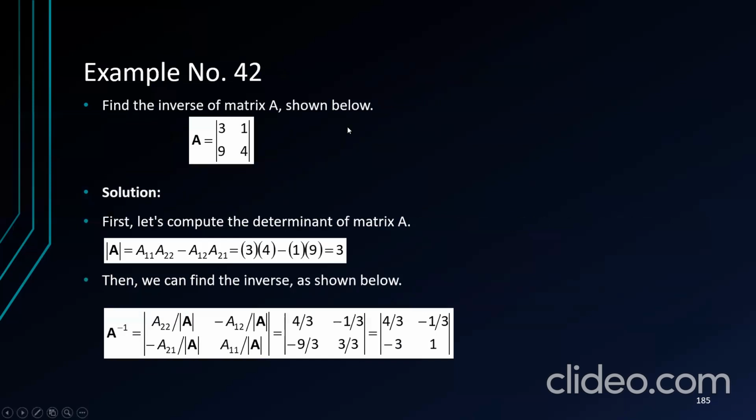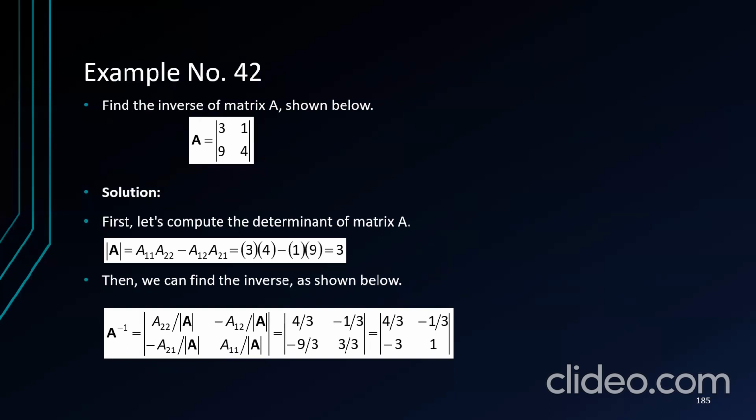Example number 42. Find the inverse of matrix A as shown below. A is 3, 1, 9, 4. So, solution. First, let's compute the determinant of matrix A. The determinant is A11 times A22 minus A12 times A21, which is 3 times 4 minus 1 times 9, which is 3. Then we can find the inverse as shown below.